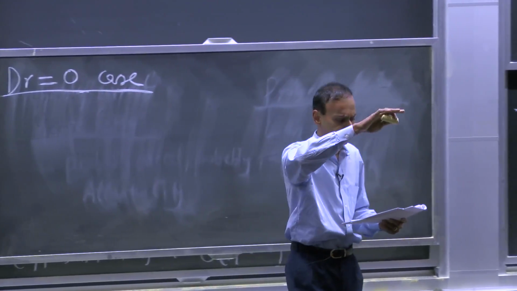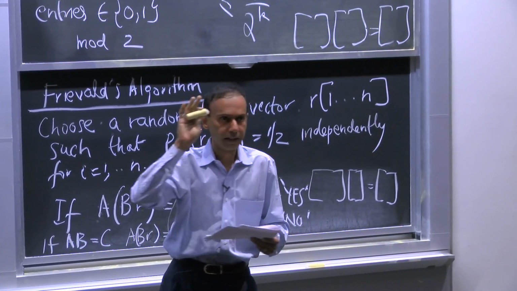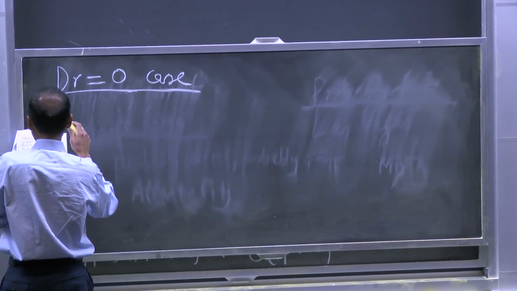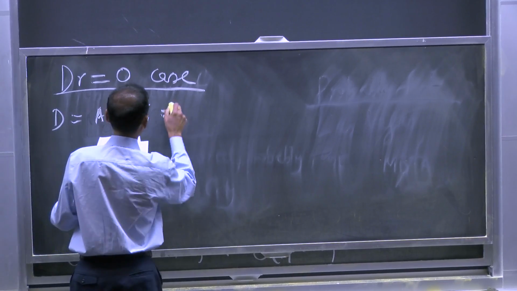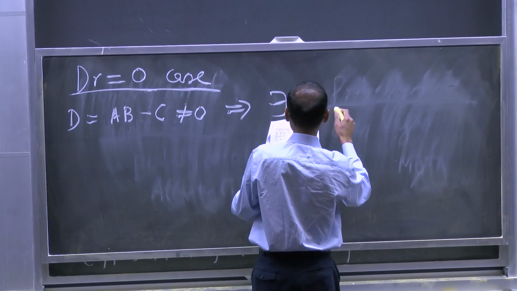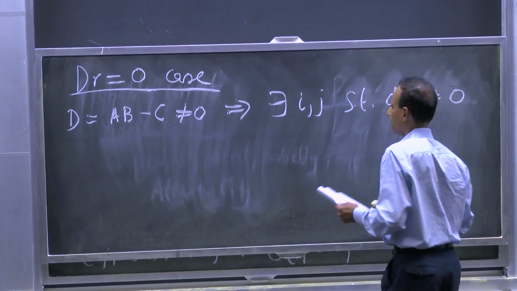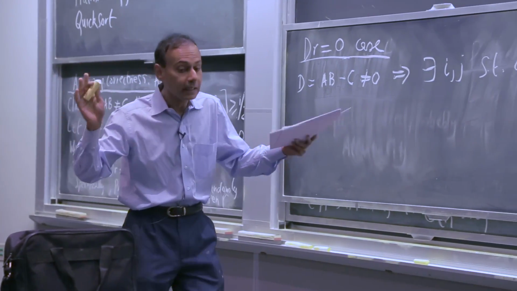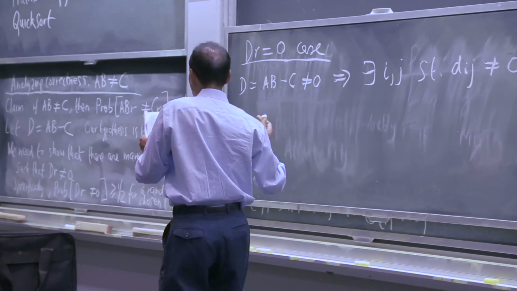So I'm sorry, I think just before I said false negative, but I meant false positive, right? So you have a false positive in this case, and D equals AB minus C not equal to 0 implies there exists an i and j such that d_ij is not equal to 0, okay? And there's at least one entry; if you say the matrix is not equal to 0, there's got to be an entry that's not equal to 0.